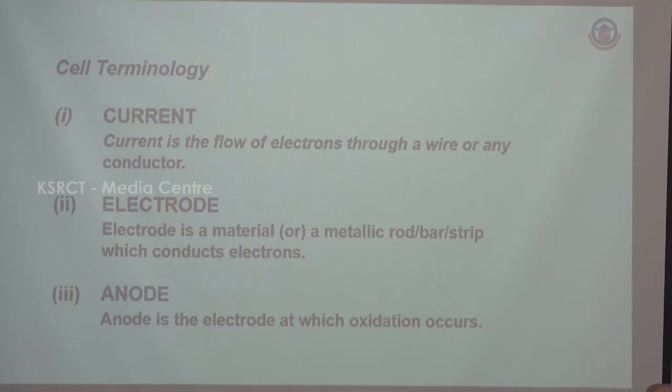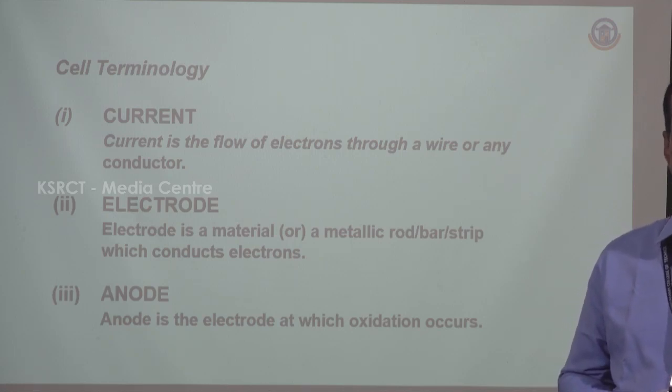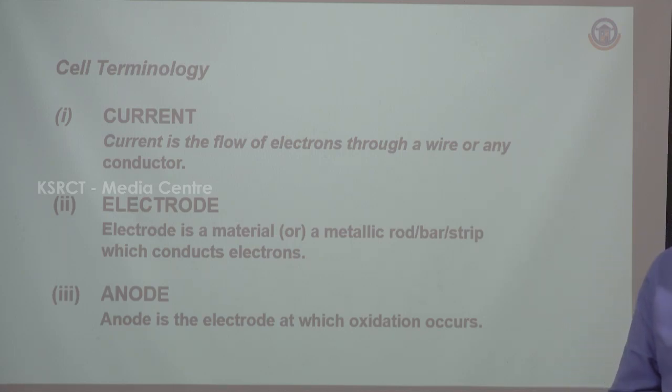That's all. What is current? Most people think that current is nothing but movement of electrons. That is not correct. Current is nothing but movement of charged particles. Then what does electrode mean? An electrode is a metal or non-metal rod which conducts electricity. That is called an electrode. Then what is anode?